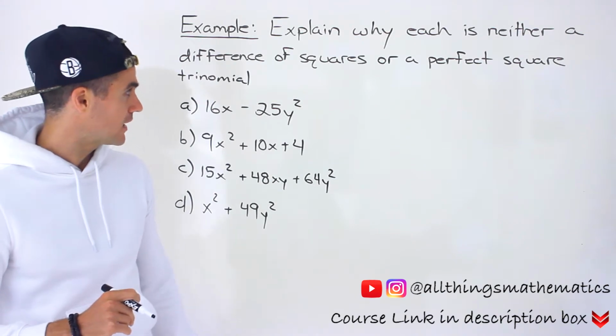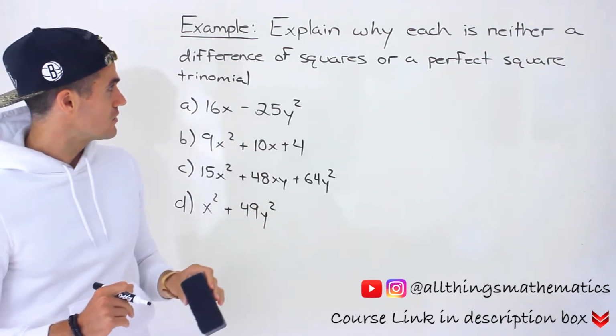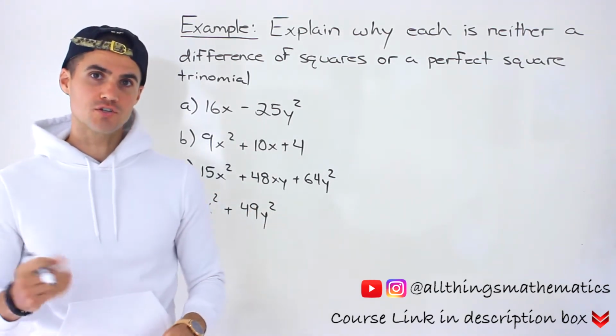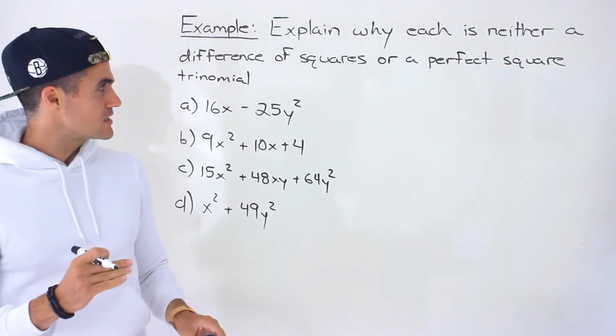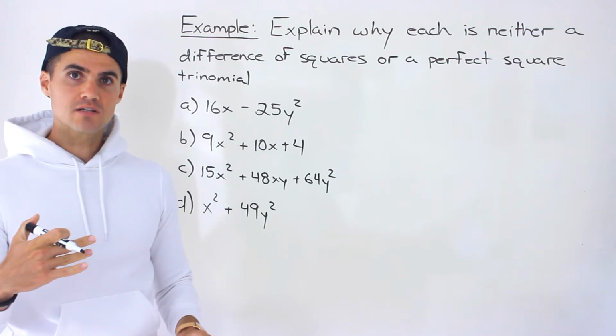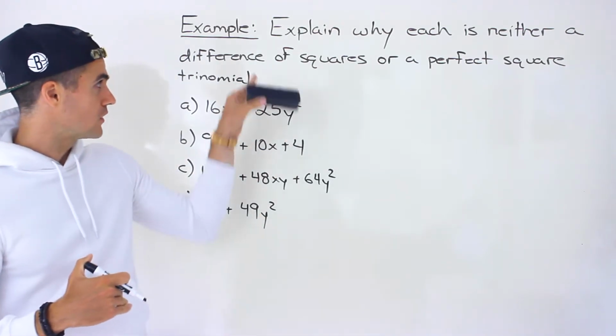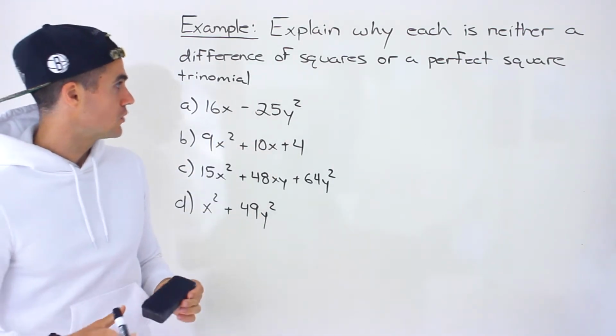So we have to explain why each of these here is neither a difference of squares nor a perfect square trinomial. And to explain this, I'm going to be using the formulas that we went through in previous videos for a difference of squares and a perfect square trinomial.